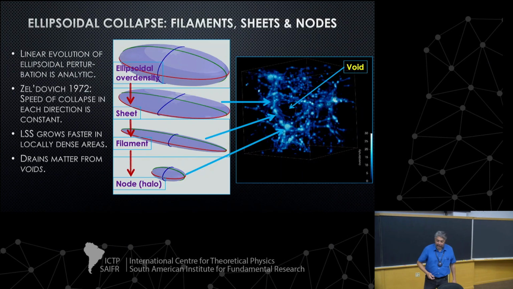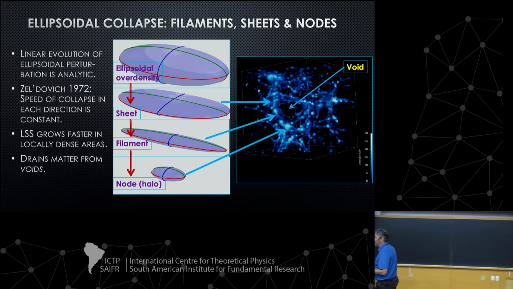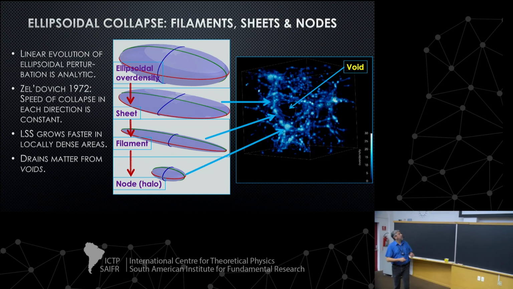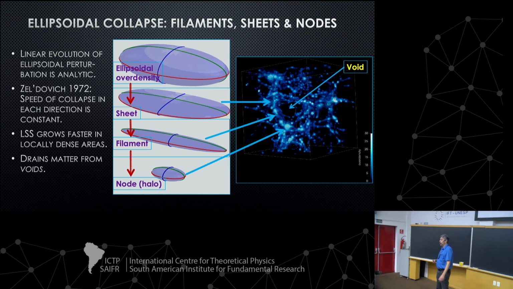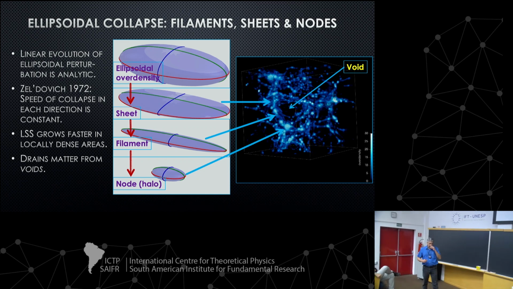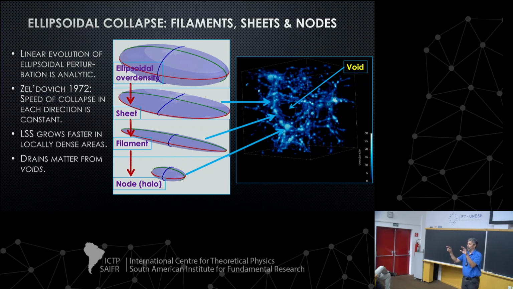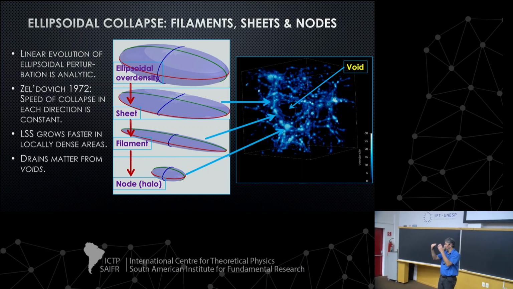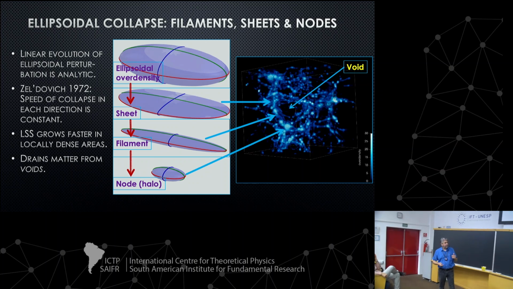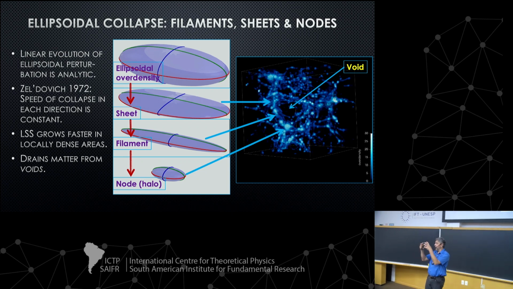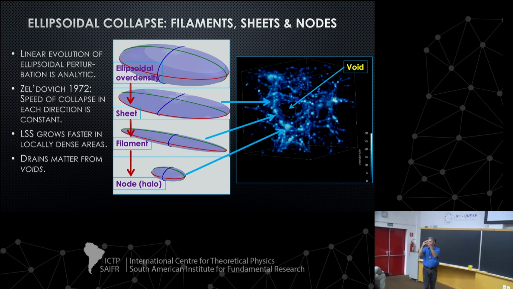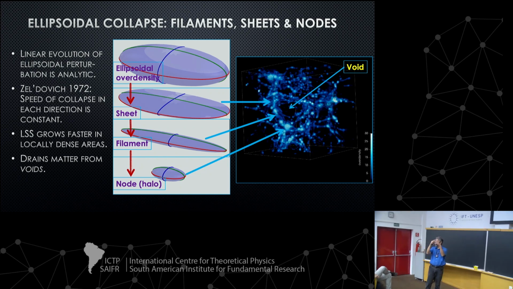The large-scale structure you can break up into a series of sheets, filaments, and nodes. So what's going on here? You have some density perturbation that comes from the CMB, evolves forward linearly, grows and grows, and eventually goes nonlinear. In general, that perturbation is not going to be spheroidal, it's going to be some ellipsoid with three different axes in principle. There's nothing that says perturbations have to be perfect spheres.